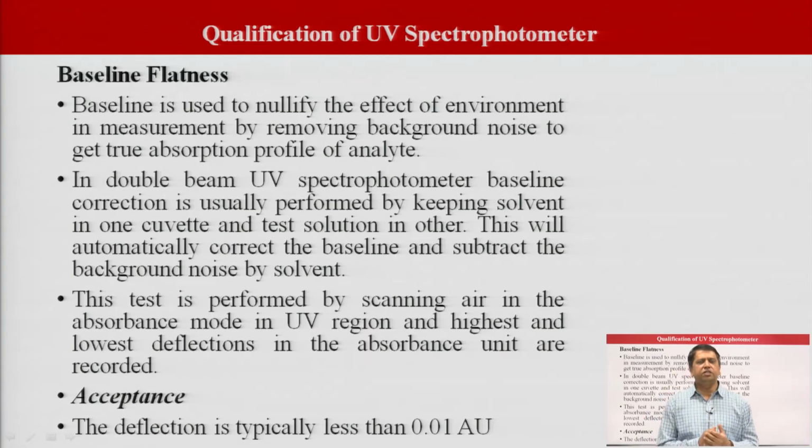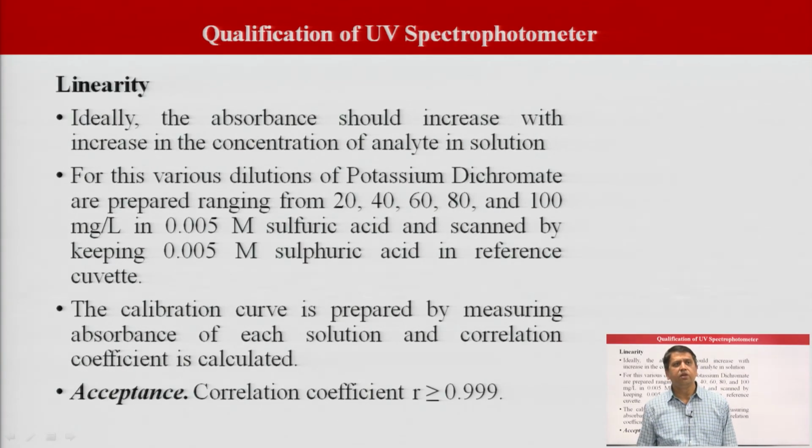Now, this test is performed by scanning air in the absorbance band in the UV region, and the highest and lowest deflections in the absorbance units are recorded. The acceptance criteria in this case is typically less than 0.01 AU, that is absorbance unit.